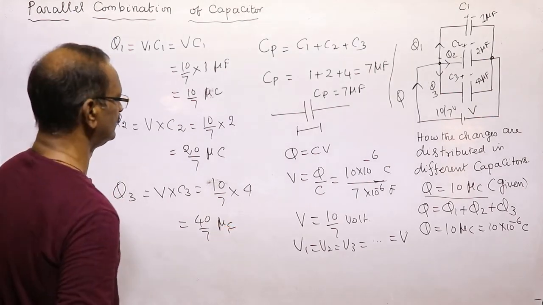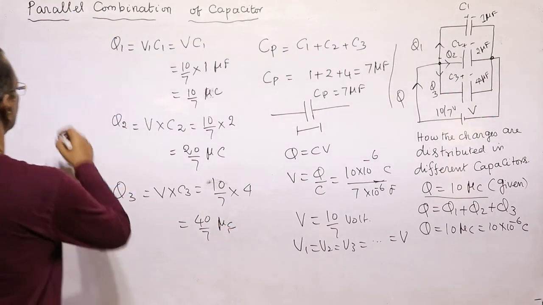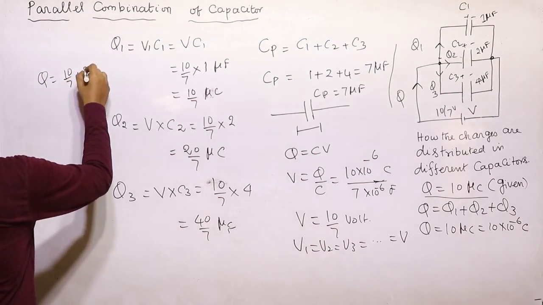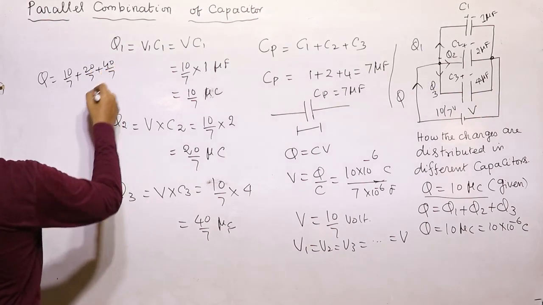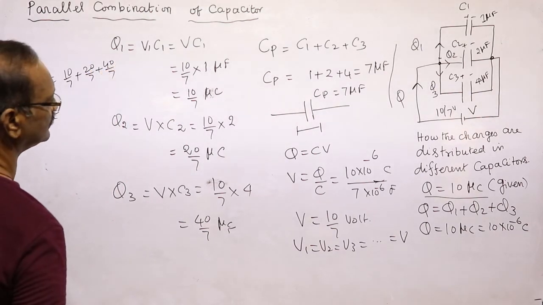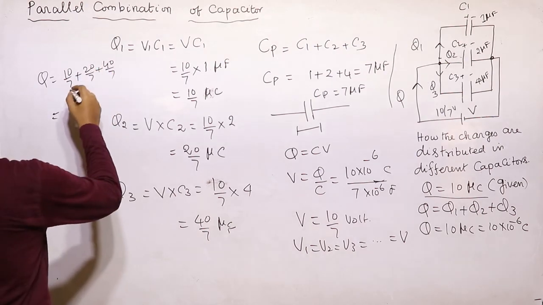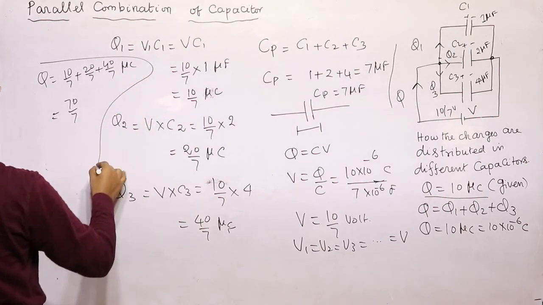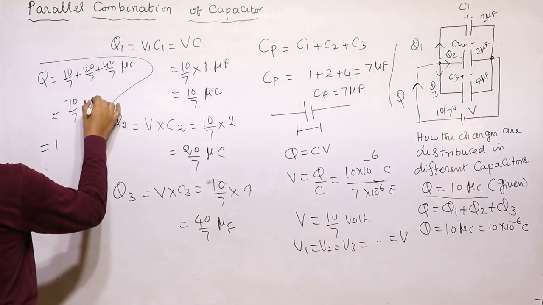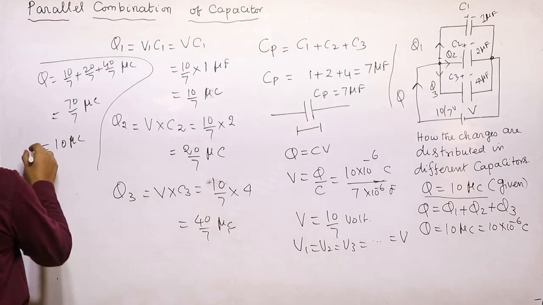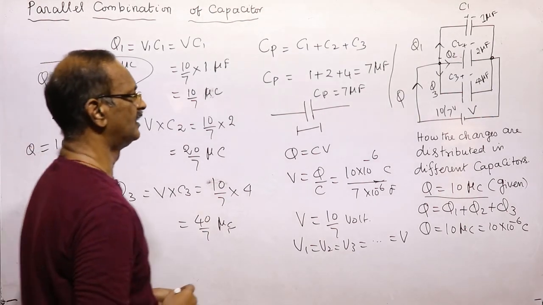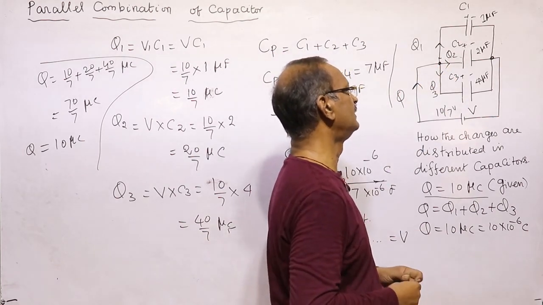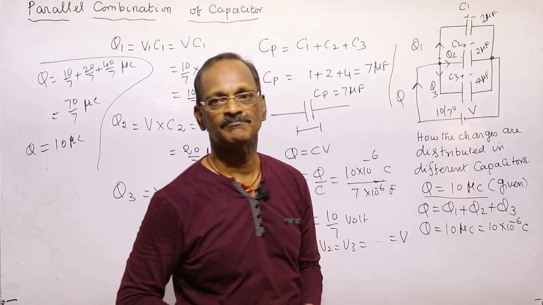So the total charge Q is 10 by 7 plus 20 by 7 plus 40 by 7, which is equal to 70 by 7 microcoulomb, which is 10 microcoulomb. This is the net charge. We have to remember that in a parallel connection the charges are distributed, and the voltage remains the same in all the capacitors.